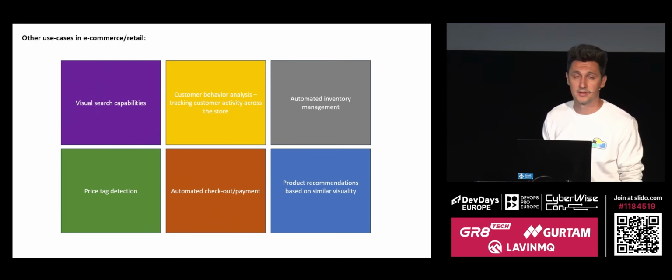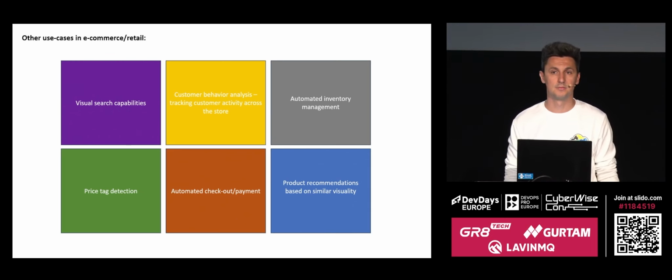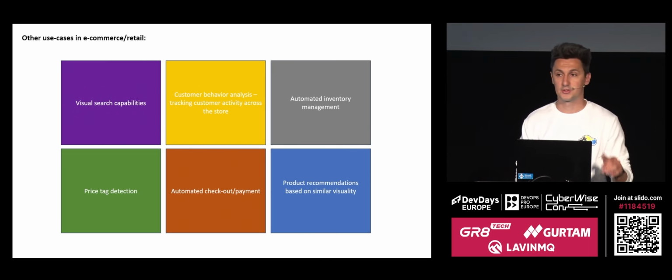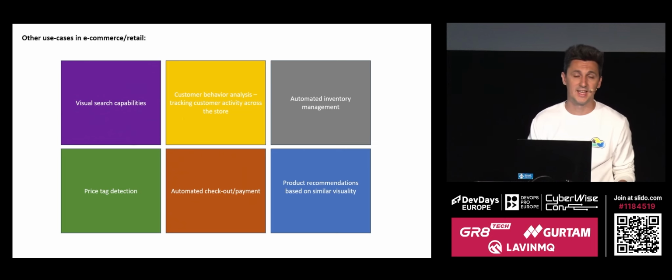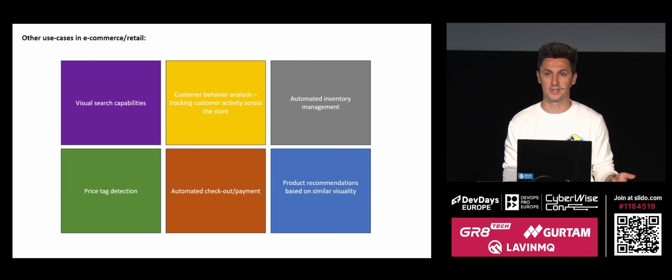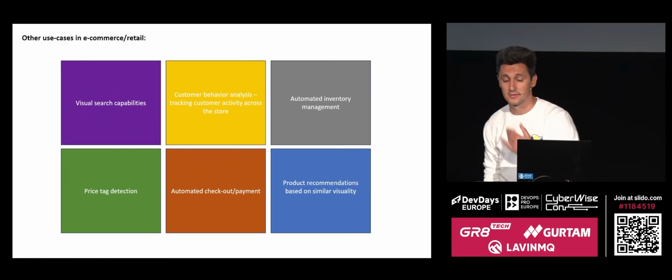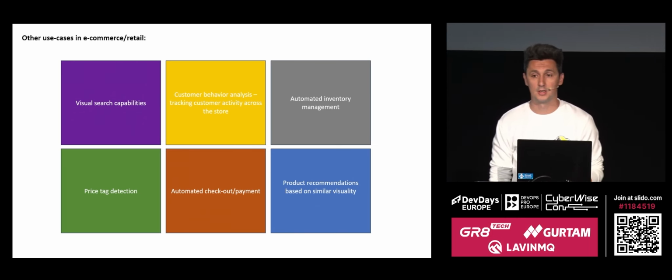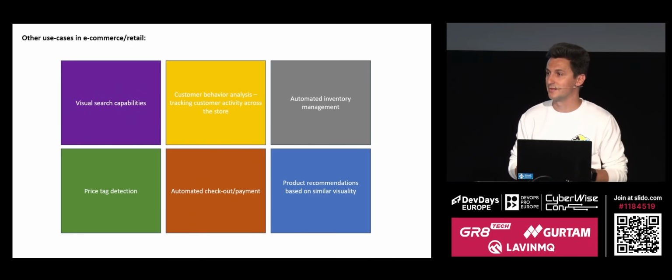Price tag detection, for example. If you're in a retail store at some point, and you want to make sure that a price tag actually exists on your products, or of course if you want to scan certain things and you don't want to do the infrared solution which uses the bar code, you can actually use it for that as well. Automated checkout and payment as well. I know you guys here in Vilnius, I've seen it with my own eyes.